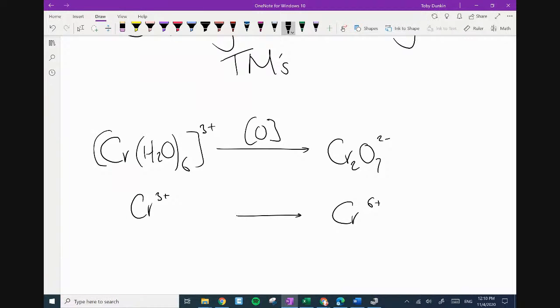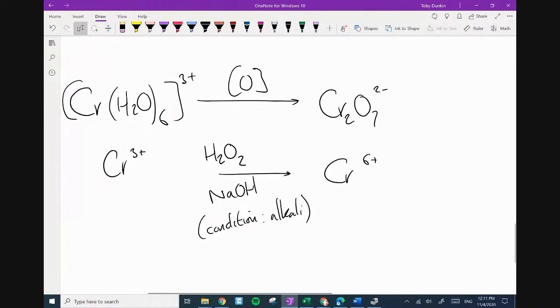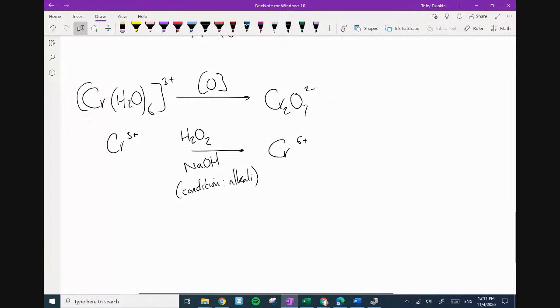To do that, we use hydrogen peroxide as the oxidizing agent, hydrogen peroxide and sodium hydroxide, NaOH. The condition is alkali. Alkali conditions. So if you want to raise the oxidation number of a transition metal, that's how you do it.